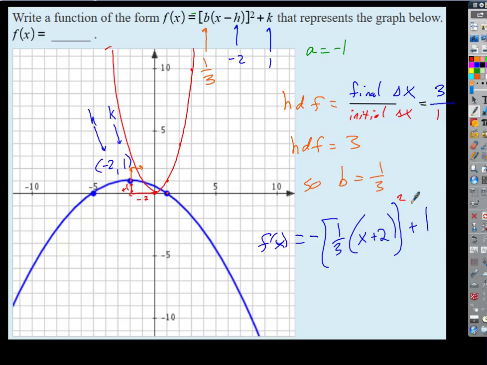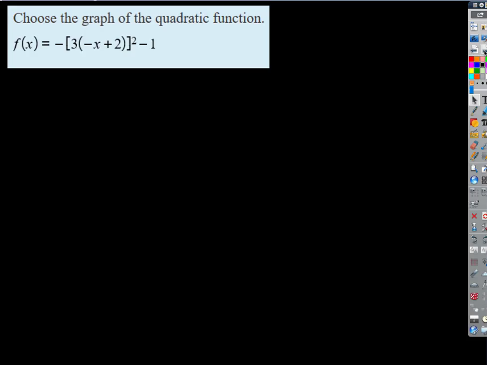Remember, the h and b always go inside the function. A and k go outside the function. Okay. Last one. Call it good for today.